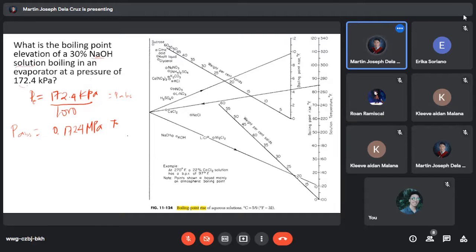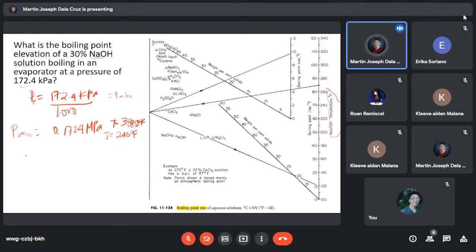So, we have 388.58 degrees Kelvin, I should say. So, if we have 388.58 Kelvin, so we have to use degrees Fahrenheit class kasi naka-degrees Fahrenheit yung solution natin. So, in degrees Fahrenheit, this is around 240 degrees Fahrenheit. So, ito na class, no? So, in here class, to get your boiling point rise, kailangan natin mag-assume ng boiling point rise muna.